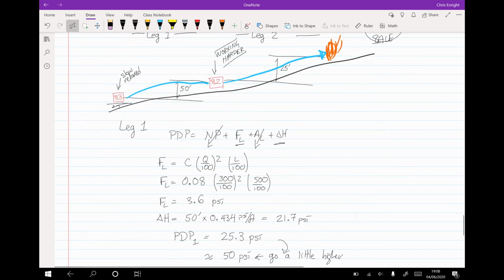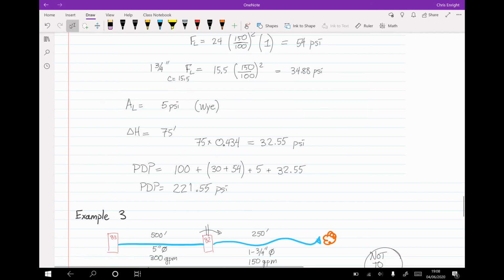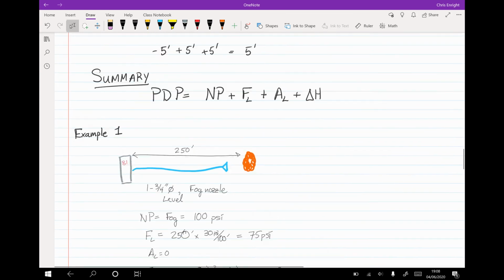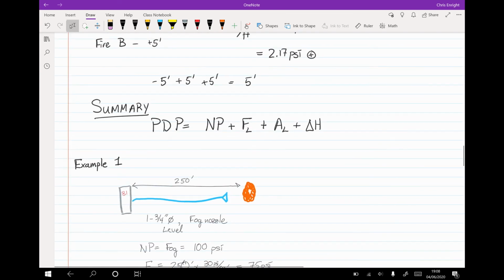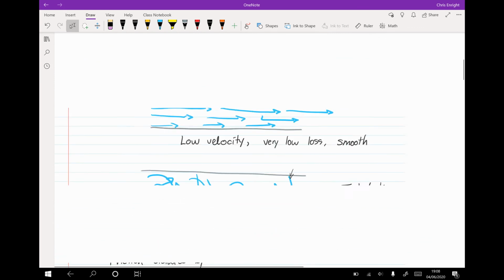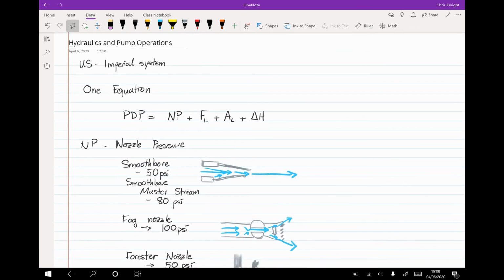Okay, so there's a quick, simple introduction to pump flow, fire calculations. There's the big equation you need. Pump discharge pressure equals nozzle pressure plus friction loss plus appliance loss plus the change in elevation head. With this one equation, you can do an awful lot to work out how we're effectively delivering water to fires and do a good job not overdriving or underdriving something, and you get to look like a pro when you're delivering water.